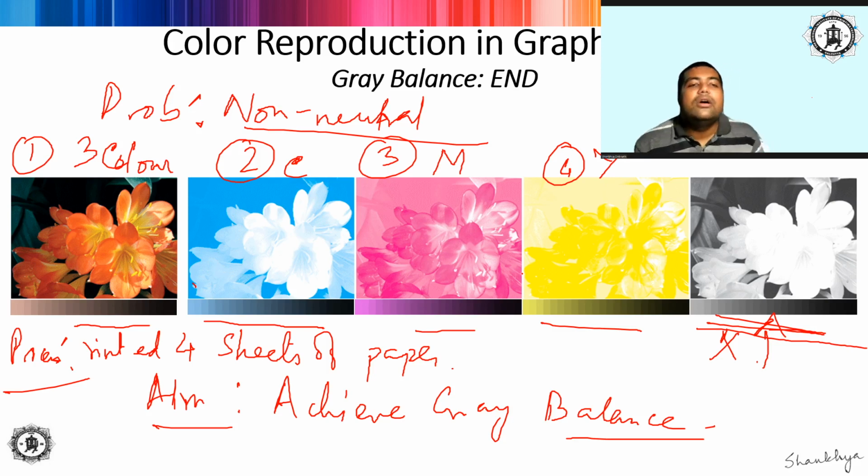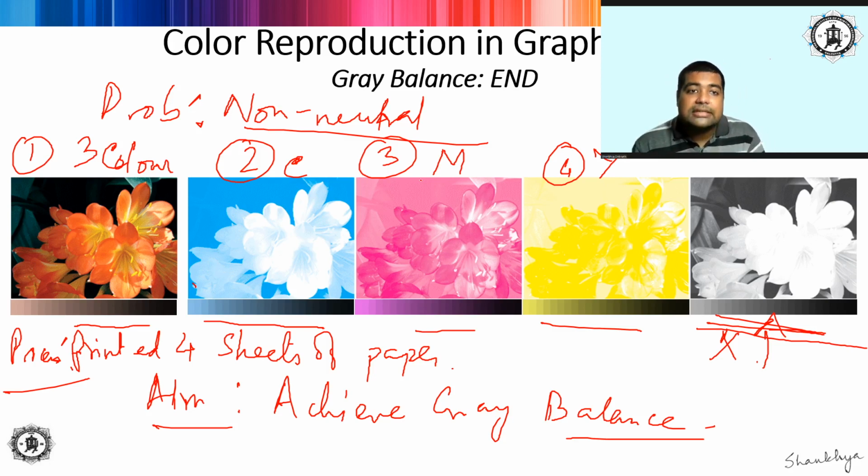And what we have done, first we have printed 4 sheets of paper. What are these 4 sheets? First is a 3 color combination, second is a sheet containing only the cyan areas, third is the sheet containing only the magenta areas, fourth is the sheet containing only the yellow areas. All right, so this is what we have done.